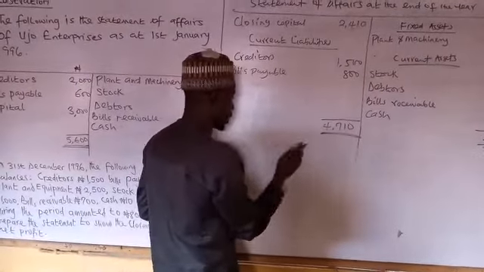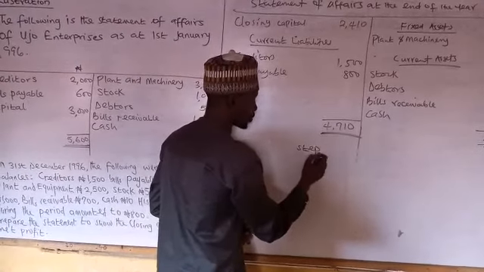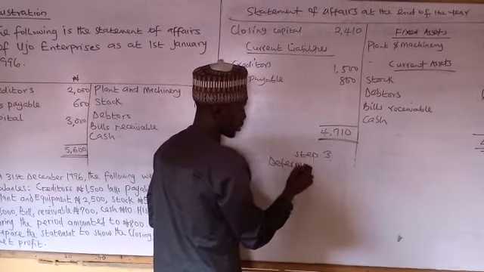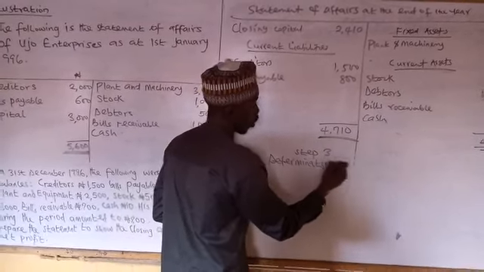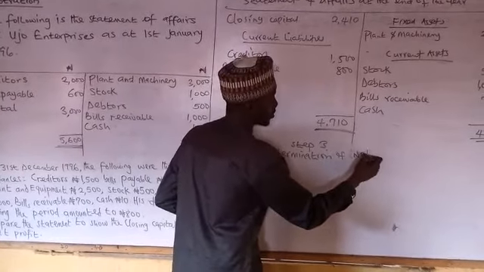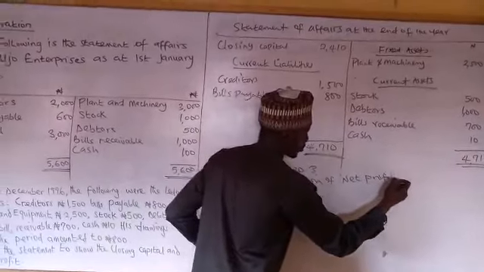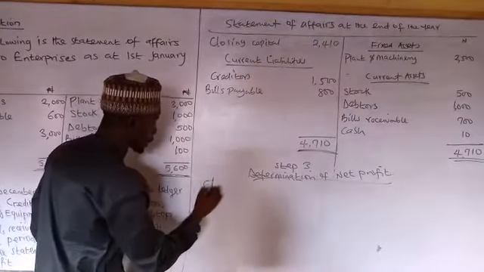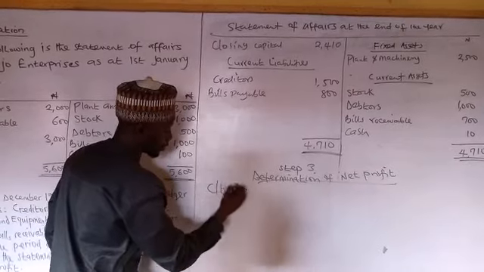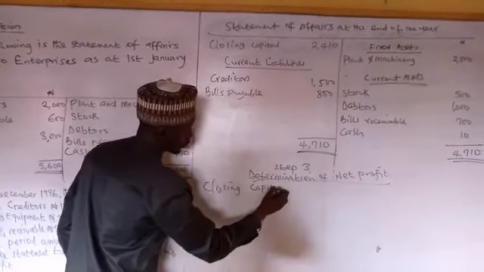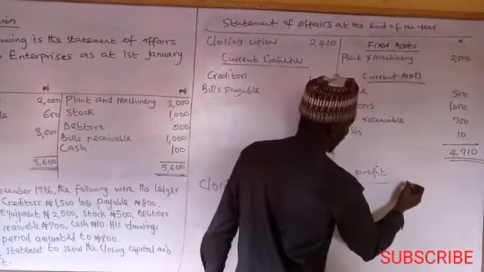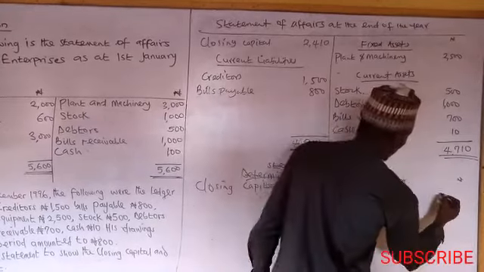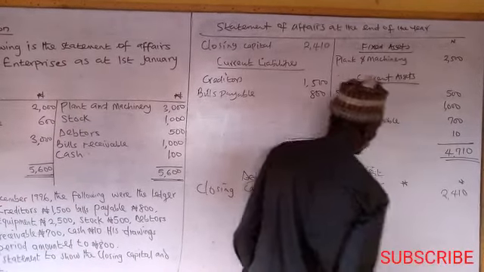Now, step 3: determination of net profit. This is simple. Now this one is done like this. You start with the closing capital. What is the figure of the closing capital? 2,410 naira.